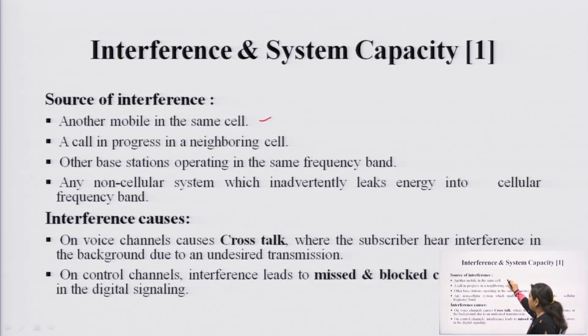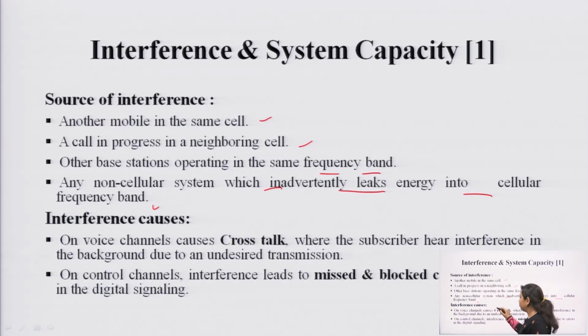Another mobile in the same cell, or a call in progress in a neighboring cell, is also a possible source of interference. There is co-channel interference, when the same set of frequencies is allocated to two cells. One is being used for making a call and the other is about to make a call, then there will be interference. Other base stations operating in the same frequency band, and any non-cellular system which inadvertently leaks energy into the cellular frequency band, are also sources of interference.